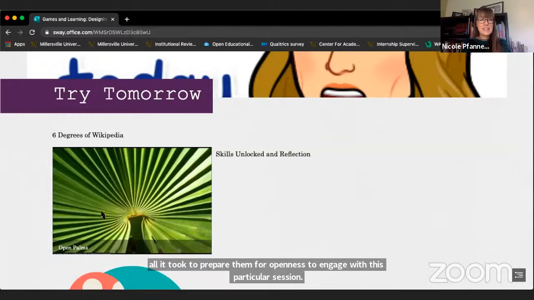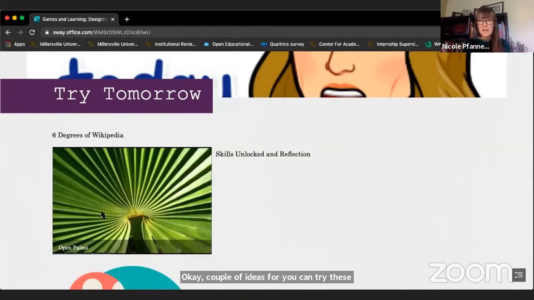Okay, a couple of ideas you can try tomorrow. They don't take a whole lot of planning. The other ones take some tech setup, and some maybe not for tomorrow. One of my favorite games to play is 6 Degrees of Wikipedia. So 6 Degrees of Kevin Bacon or 7 Degrees of Kevin Bacon, I've heard it both ways. There's even a whole commercial about it now with one of the phone companies.